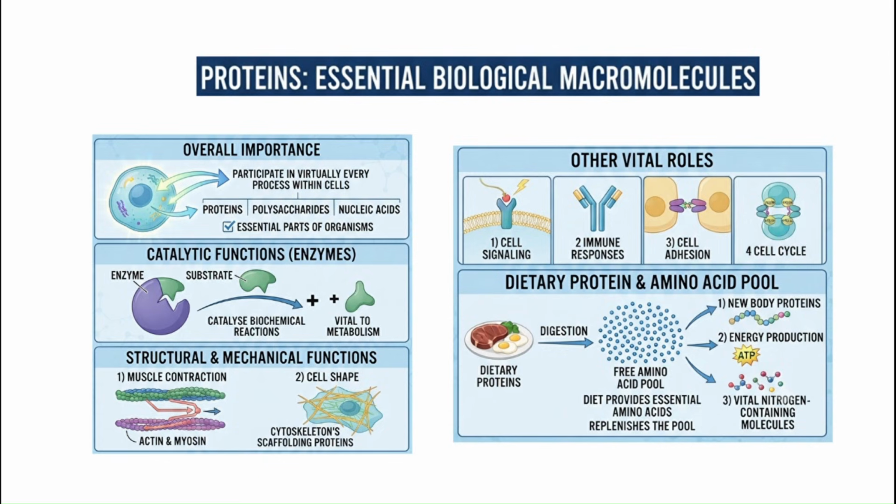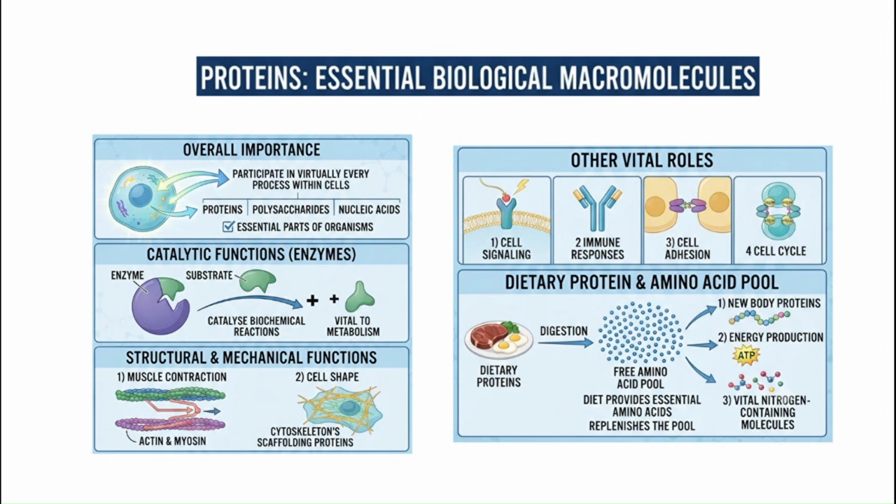Many proteins are enzymes that catalyze biochemical reactions and are vital to metabolism. Some proteins have structural or mechanical functions, such as actin and myosin in muscle, and the cytoskeleton scaffolding proteins that maintain cell shape. Other proteins are important in cell signaling, immune responses, cell adhesion, and the cell cycle.